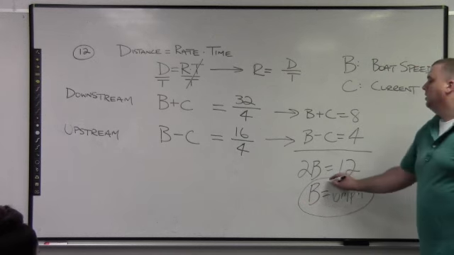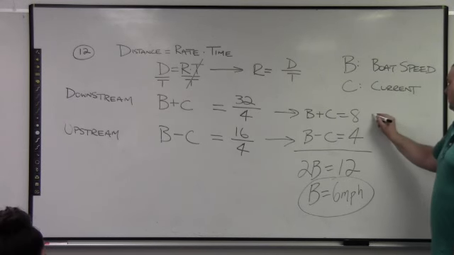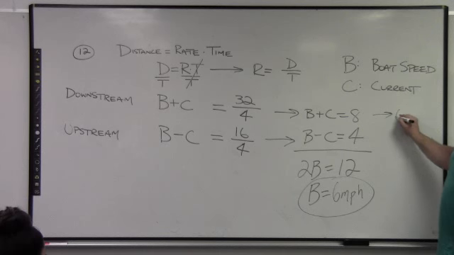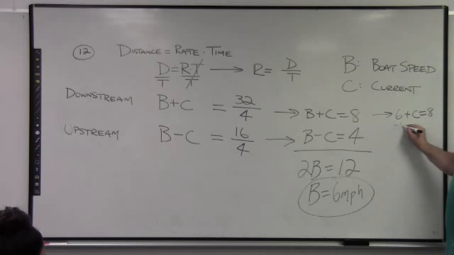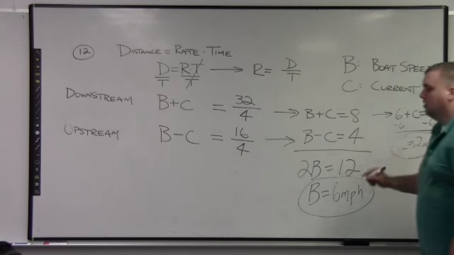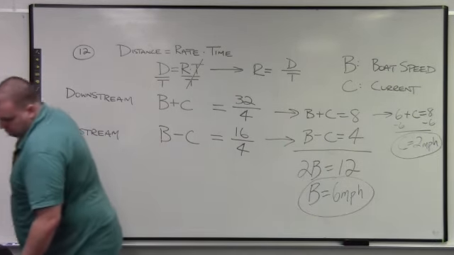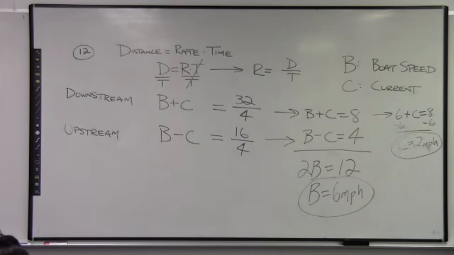But they're asking for the speed of the current. So how can I find that? Substitute. Go back to one of the two equations. Looks like this one's pretty easy, right? So 6 plus C equals 8. So if I subtract 6, what's the speed of my current? 2 miles per hour. That's it. So what answer choice would that be? That's going to be letter choice.